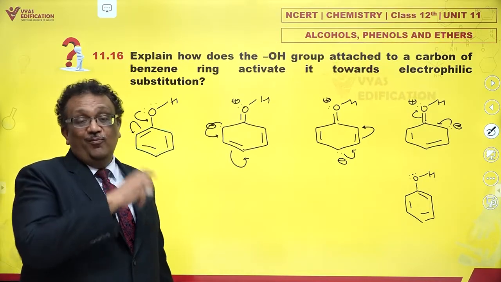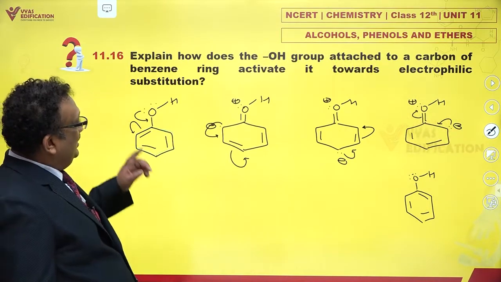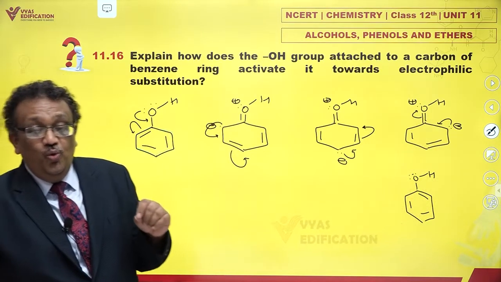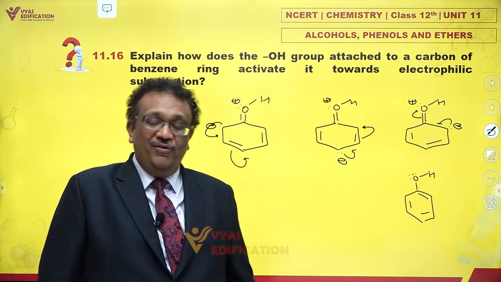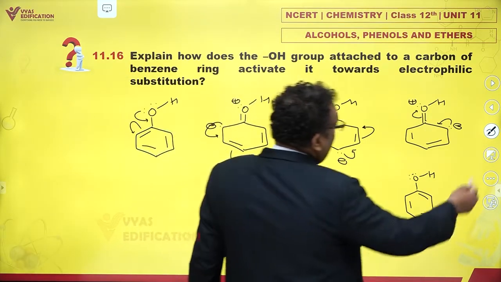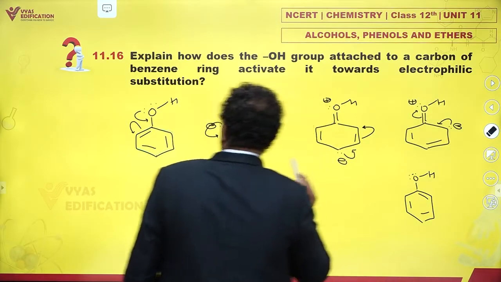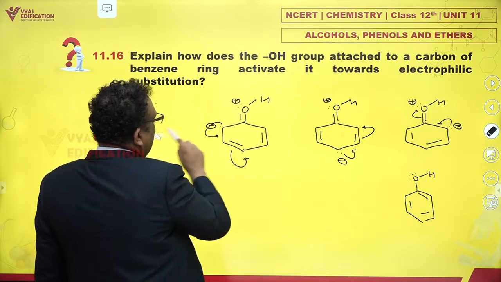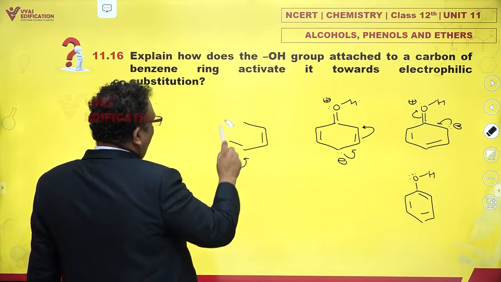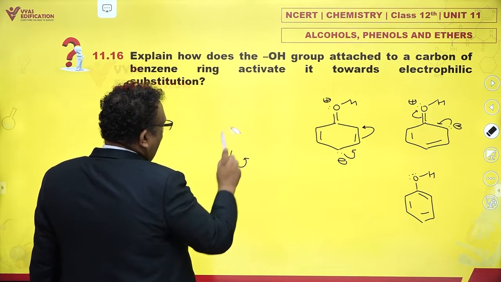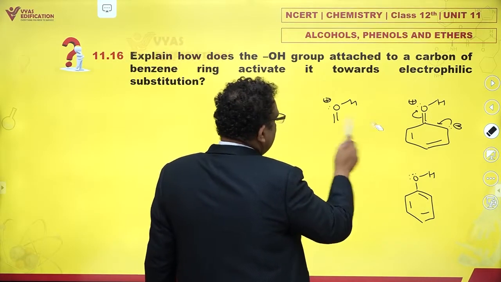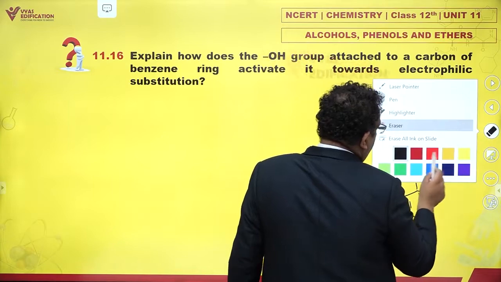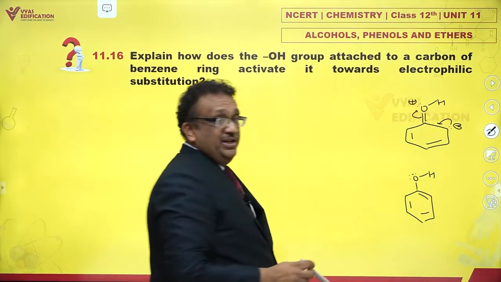Let me add one more very subtle point. Let us try to write down the structures of two intermediates of electrophilic aromatic substitution: one intermediate when the OH group is there and one when the OH group is not there. That means we have benzene and we have phenol, two different cases. I'm just cleaning up some space for us to write. Let us see in which case we get the more stable intermediate.